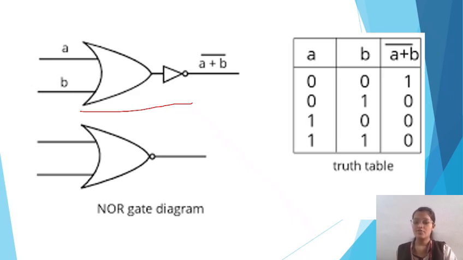If we take the inputs A0, B0, then the output becomes 0 plus 0, 0. 0 complement is 1. As A0, B1, 0 plus 1, 1, 1 complement is 0. As A1, B0, 1 plus 0, 1, and 1 complement is also 0. As we take A, B as 1 and 1, 1 plus 1 is 0 carry 1, but the complementary form is 0. This is the truth table and gate diagram of NOR gate.